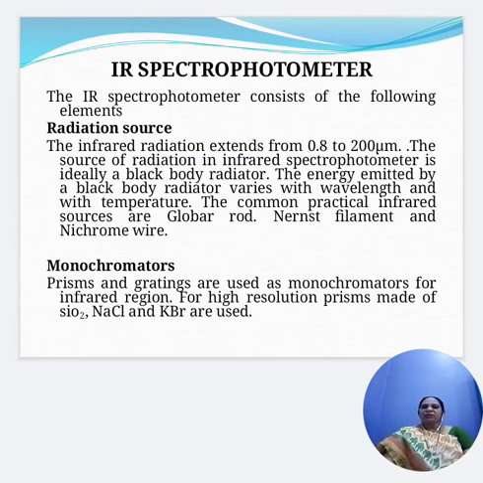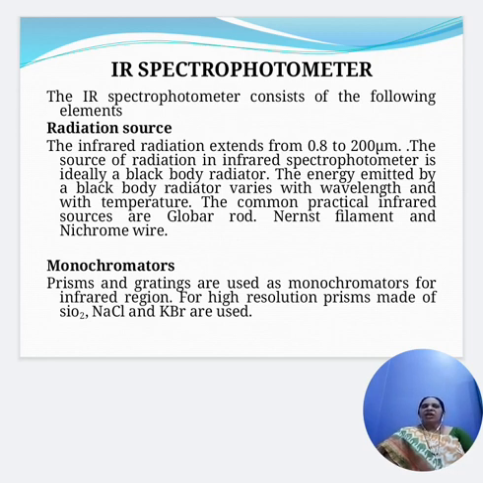The IR spectrophotometer consists of the following elements. Once again, we are going to deal with the elements of the IR spectrophotometer. The first one is the radiation source. The infrared radiation extends from 0.8 to 200 micrometers. The source of the radiation in an infrared spectrophotometer is ideally a black body radiator. We are going to use a black body radiator which radiates electromagnetic radiation in the infrared region.